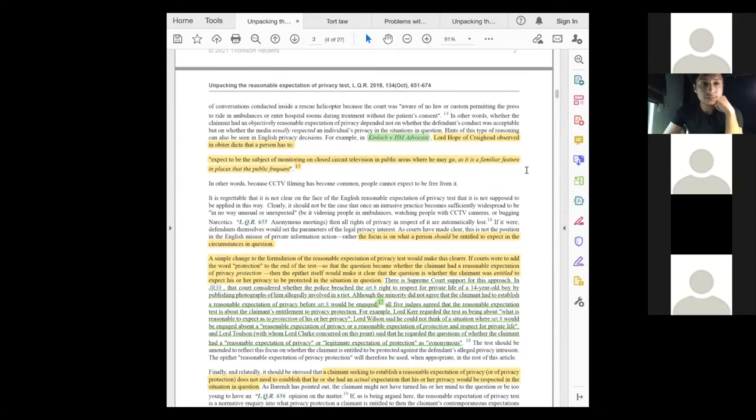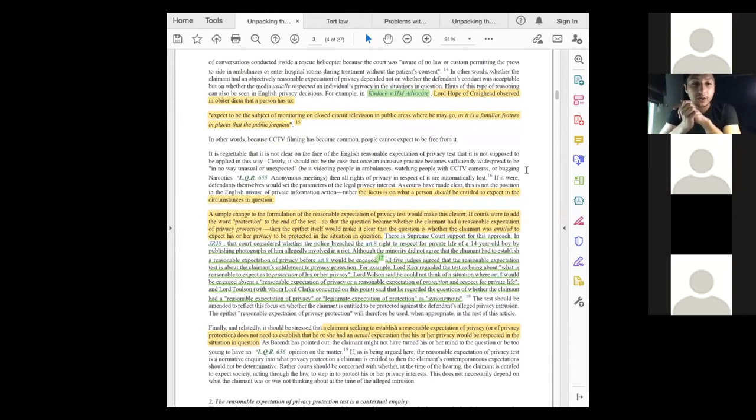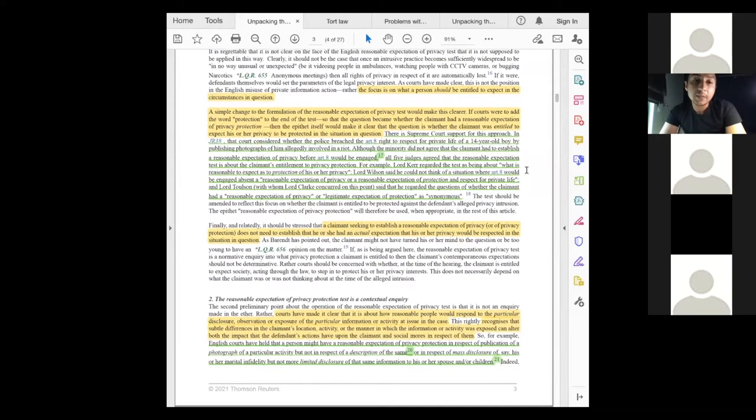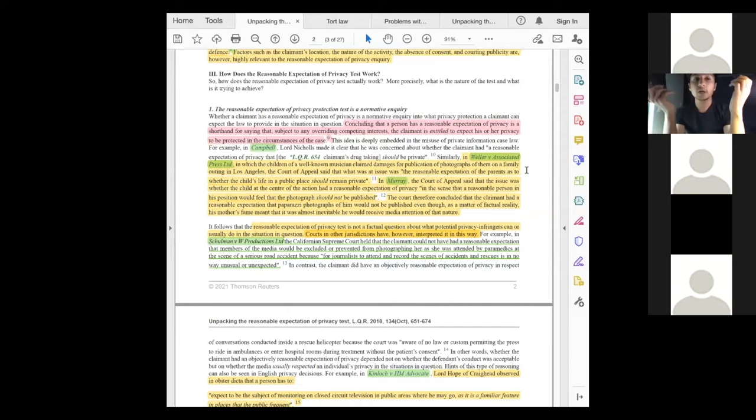And then she gives the example of different case laws. She says that a claimant seeking to establish a reasonable expectation of privacy or of privacy protection does not need to establish that he or she had an actual expectation that his or her privacy would be respected in the situation in question. So why would she say that the reasonable expectation of privacy test is a normative inquiry? Because basically it is the claimant's entitlement to expect his or her privacy to be protected in the circumstances of the case.